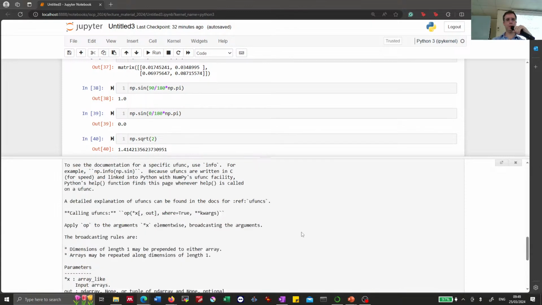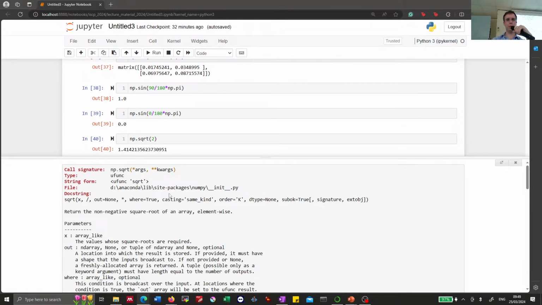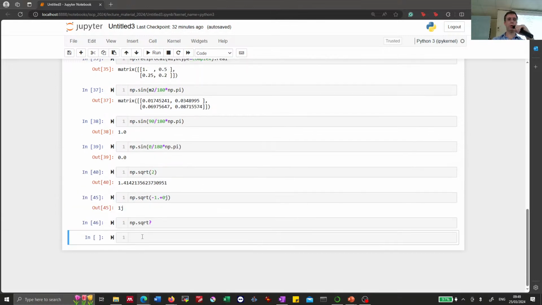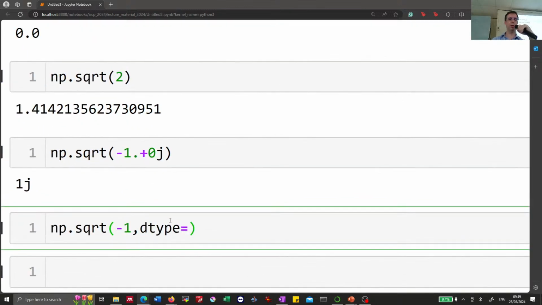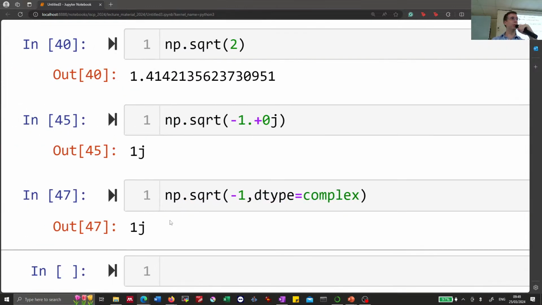Okay, so square root is also defined here. We can give dtype. Do you spot this here? dtype. So if you forget the trick with adding the complex part as an argument, we can just say minus 1, and dtype equals what? Well, we expect a complex number, so we write complex. Okay, it also works, right?